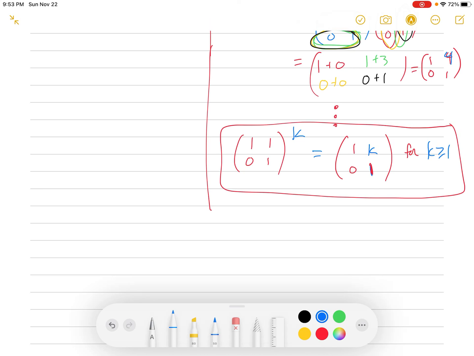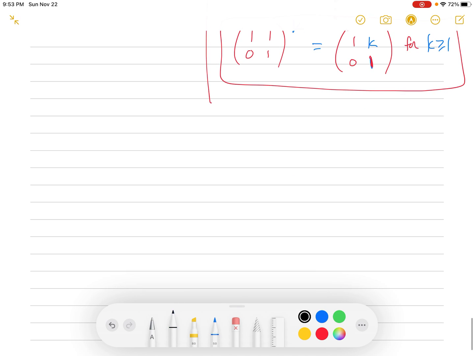Okay. So just a little quick theorem we want to prove here. This is theorem 7.8.